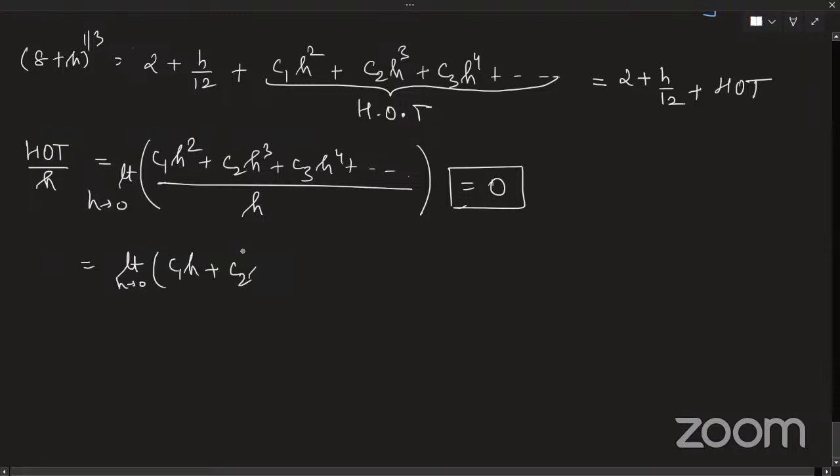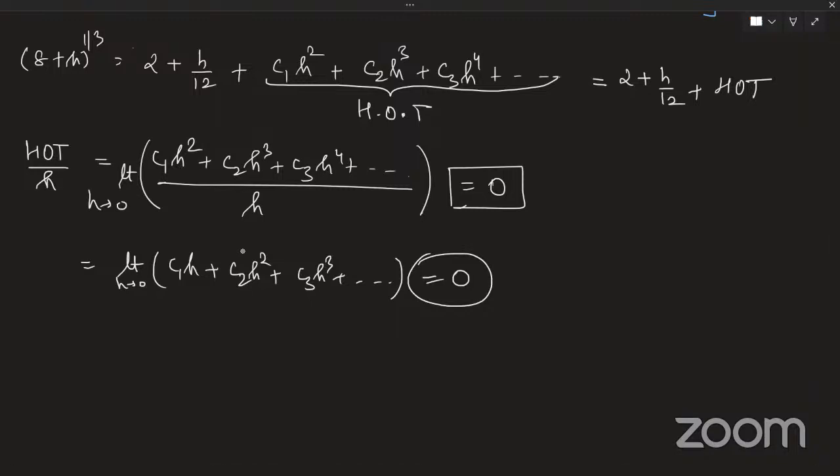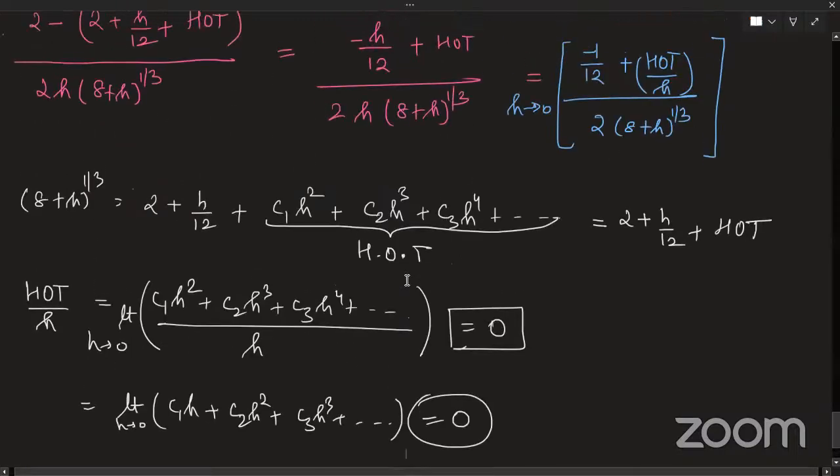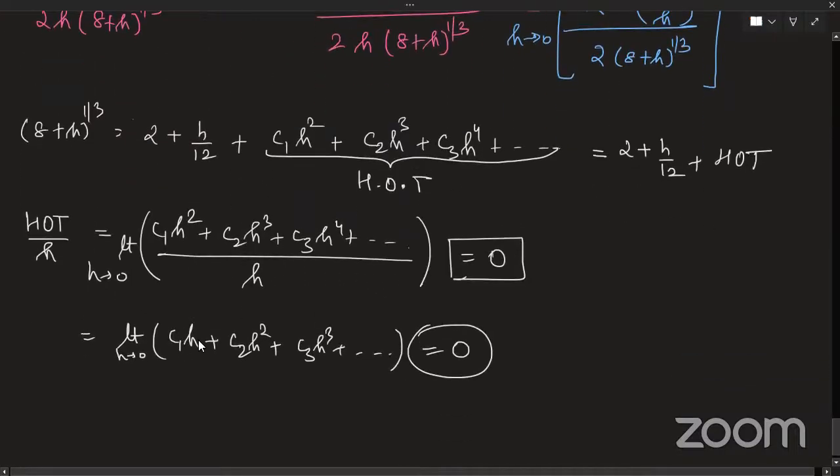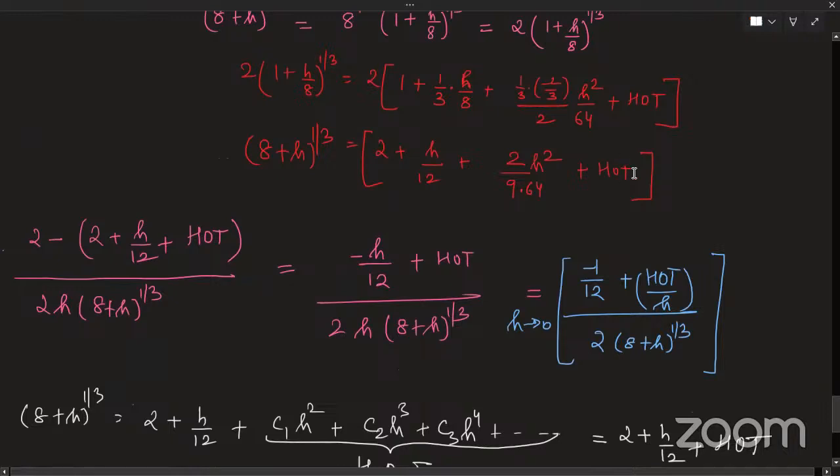C1h plus C2h square plus C3h cube and so on. Now h is tending to 0. So anything multiplied by 0, my final answer should come out as 0 only. Why, when I have my higher order terms, I actually don't care about whatever is coming along with it. So that is why I have written my higher order terms like this only. I just wrote it the way they were.